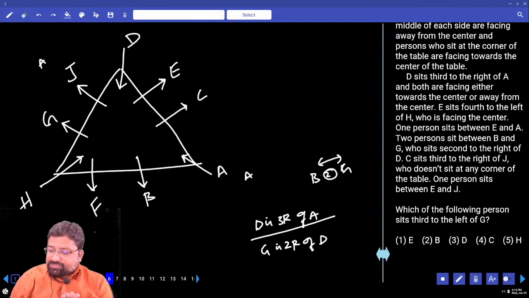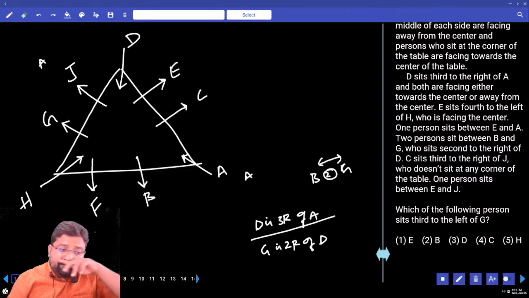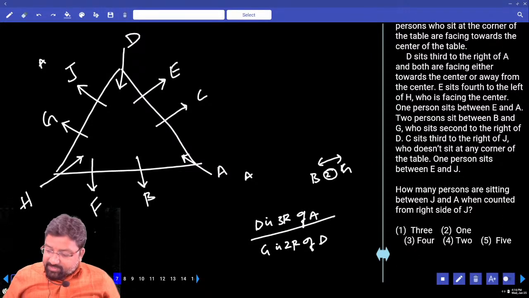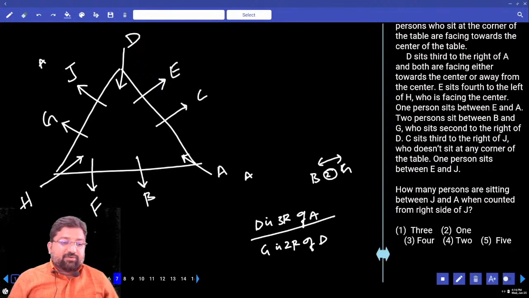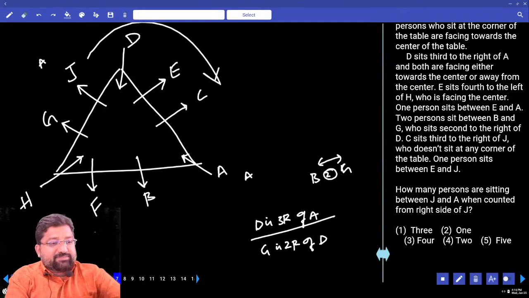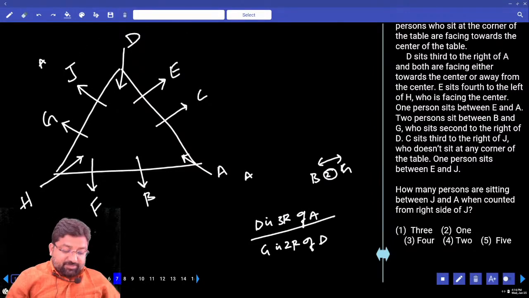Come on, what is the first question? Which of the following person sits third to the left of G? Third to the left of G is B. B for Bombay. Option 2. How many persons are sitting between J and A when counted to the right side of J? 3 persons. Option number 1.